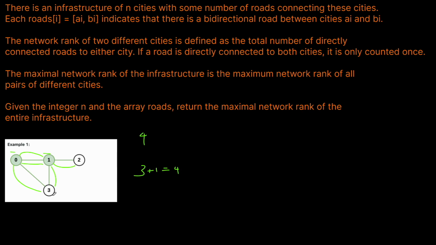So if we had chosen 0 and 3, there would only be 1, 2, 3 roads. That's not good. If we chose 1 and 3, then there's 1, 2, 3. That's not the best answer. 1 and 2, there's 1, 2, 3. And on and on and on. So sorry, there's 3 here. So this road, and this road, so that's 3. So obviously the maximum is 4.